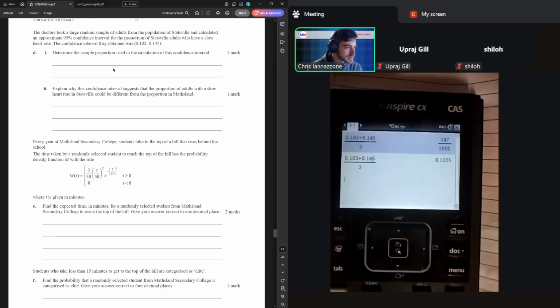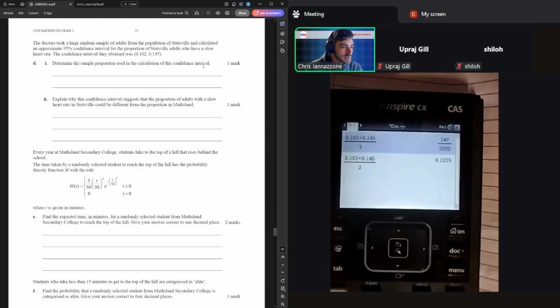Explain why this confidence interval suggests that the proportion of adults with a slow heart rate could be different to the proportion in Massland. Okay, so we will need to care about some other stuff. So we know this one, 0.102 to 0.145, basically just says that we are 95% confident that the proportion of people who have a slow heart rate is going to be somewhere between like 10% and 15%-ish. You know, just doing a bit of rounding there for the explanation. So we know the proportion is going to be somewhere between that.